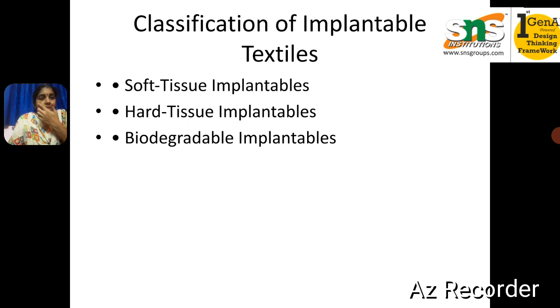So the next one is classification of implantable textiles. So what are all the classifications? How do we classify those things? First one is soft tissue implantables. Second one is hard tissue implantables. Third one is biodegradable implantables.